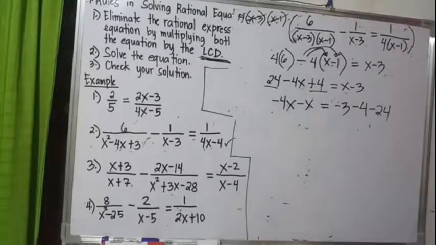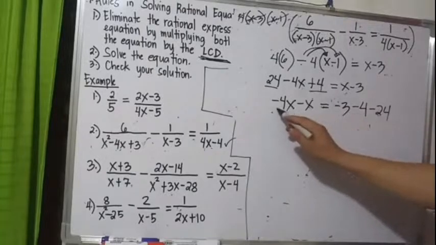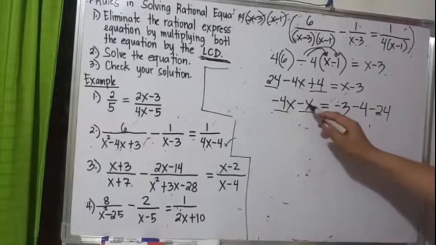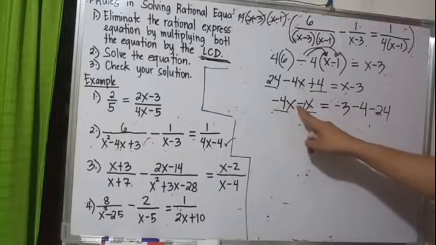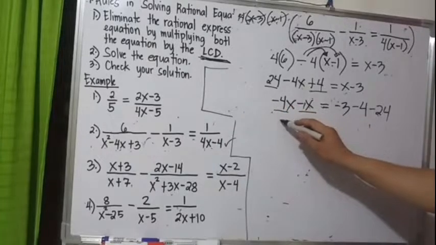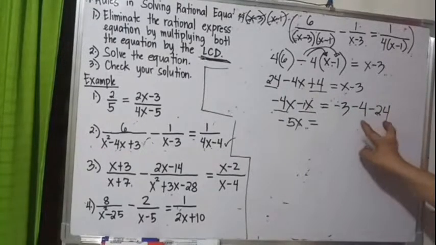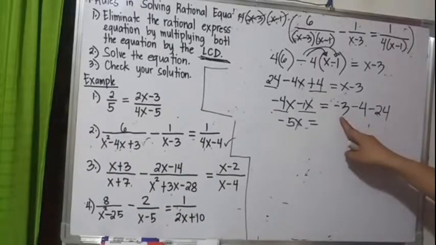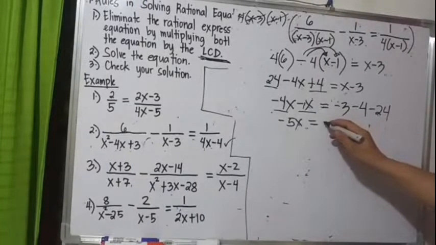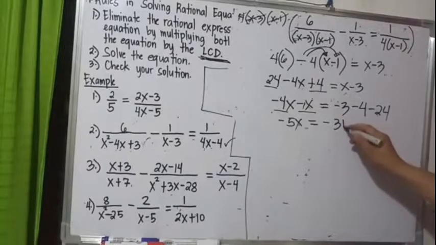Nakuha. Isa-isahin natin para makuha talaga. Next, negative 4x minus x. Understood there is a 1 here. So negative 4 plus negative 1 is negative 5. Add the numbers and copy the sign. Then copy the variable, that is negative 5x equals negative 4 minus 4 minus 24. So this is 28 plus 3, that is 31. So that is negative 31.